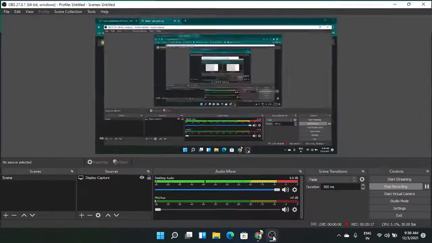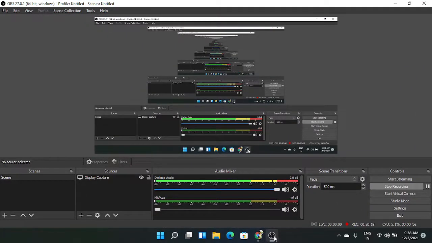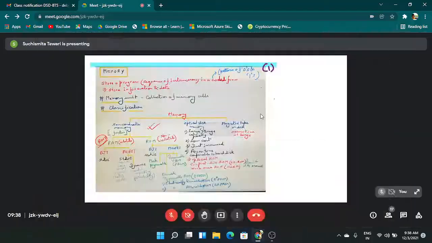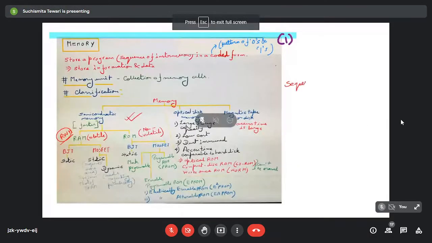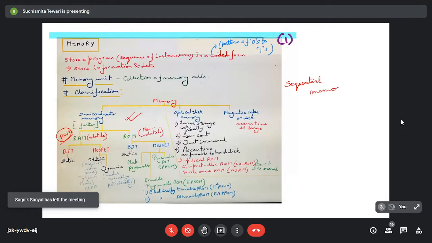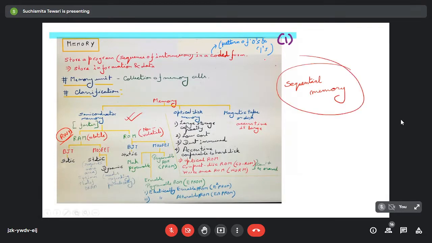Apart from these two, there is another type of memory, that is what we call sequential memory. Here, the access time depends on the physical location of the particular memory cell. It is a kind of first in, first out technology.